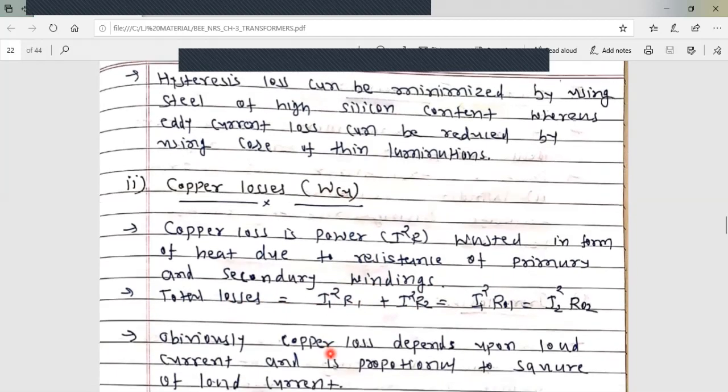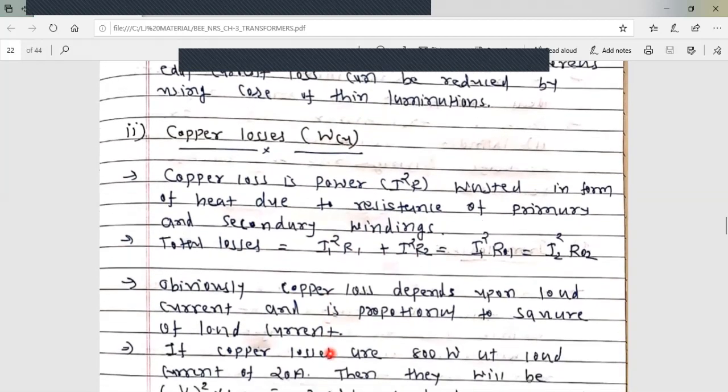Copper loss depends upon load current and it's directly proportional to the square of load current. As we know, the relation is proportional to I square. That's why we can say that total loss or copper loss is directly proportional to the square of the load current.